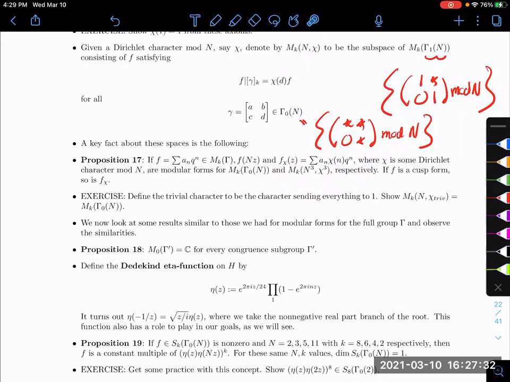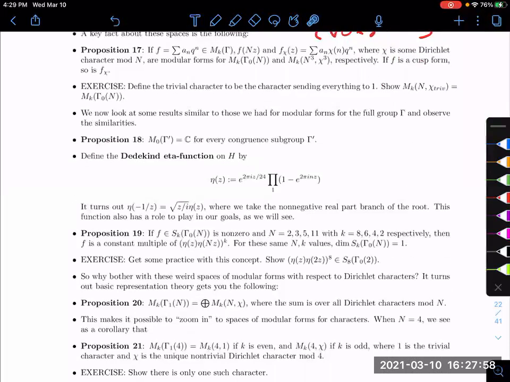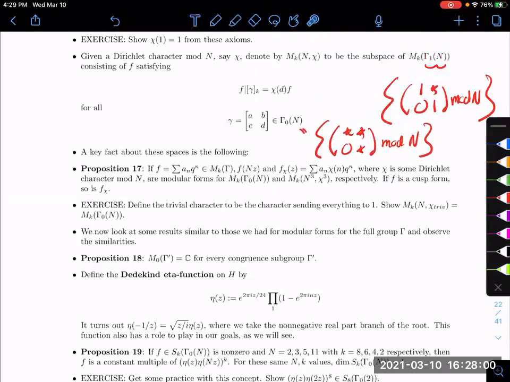Here's an exercise for you. Define the trivial character to be the character sending everything to 1. That's certainly a Dirichlet character mod whatever n you want. Show that m sub k of n with respect to the trivial character is just m sub k of gamma naught of n. That's pretty easy to show, but it's important. And we'll see why, probably by the end of this page. Okay.